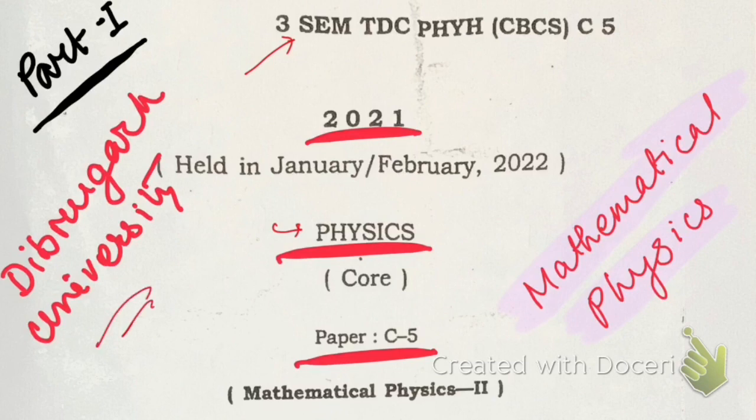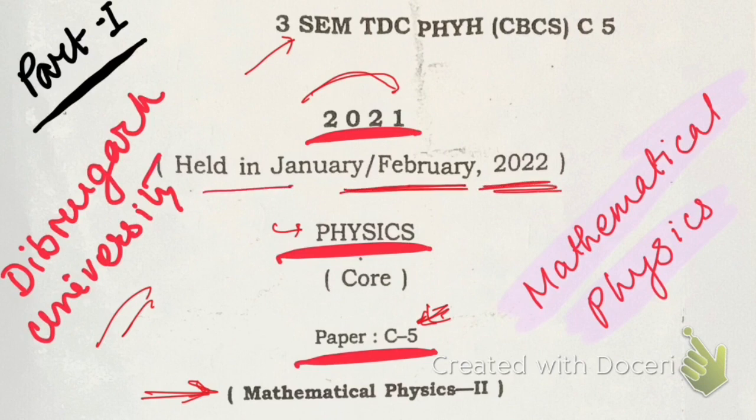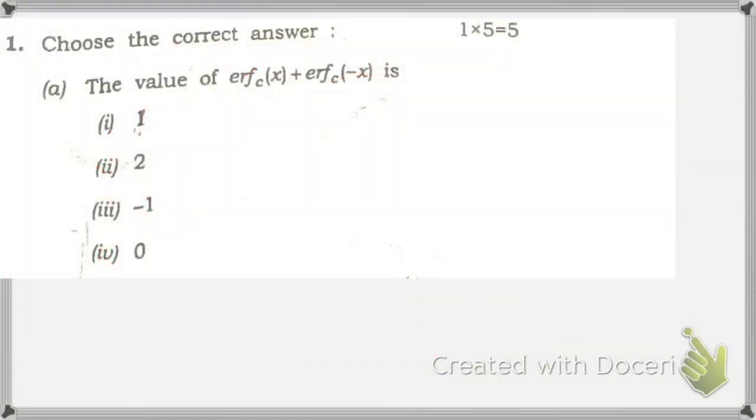Okay, here we're going to solve the paper of mathematical physics, which is C5, of 2021. The exam was held in January or February of 2022. This is part 1, and I'm going to complete this paper in 4 or 5 parts. So let's start. Now this is the first question.